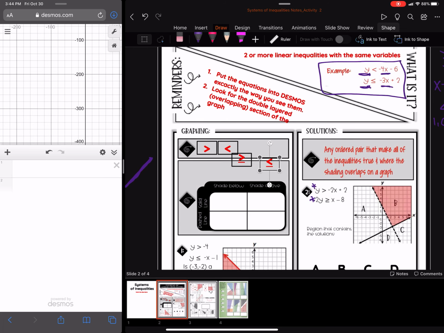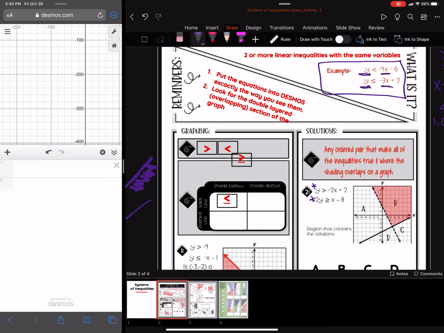Not only do we need a solid line, what happens when we have a solid line and it's shaded below? What does that mean? That means those numbers are less than. So we would be using this symbol. We would say less than or equal. If it has a solid line and shaded below, it would be less than or equal.